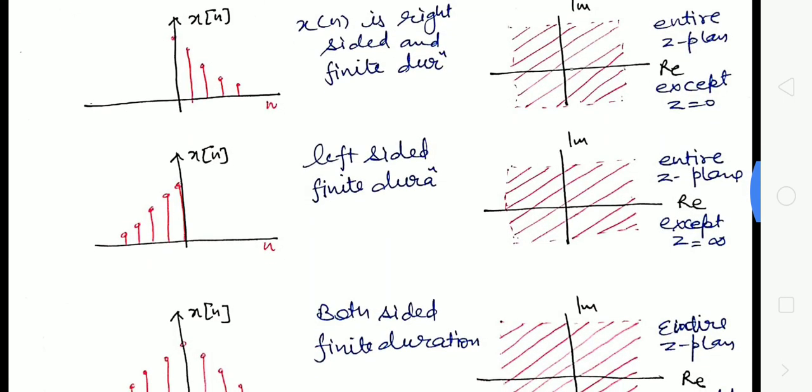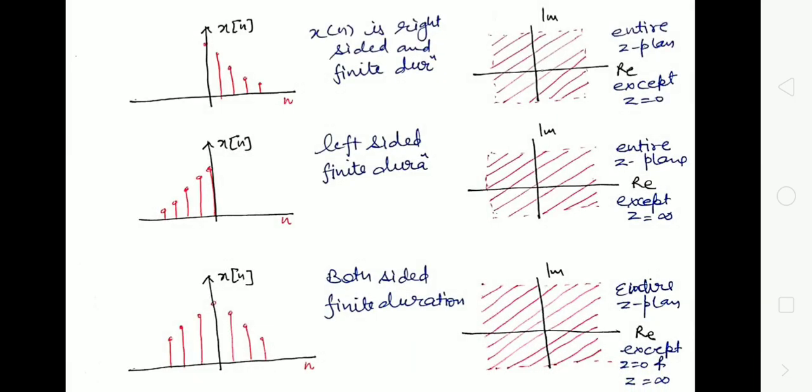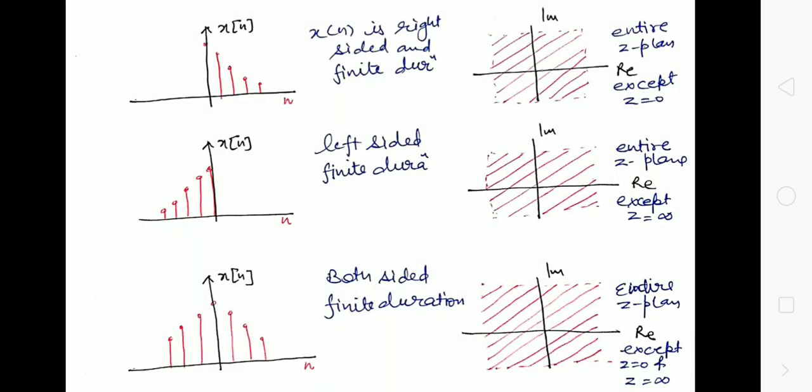Again we will see it in pictorial form. When the sequence is right sided and finite duration, the ROC is the entire Z plane except Z is equal to 0. When the sequence is left sided, then ROC is the entire Z plane except Z is equal to infinity. And when it is both sided and finite duration, then ROC is the entire Z plane except Z is equal to 0 and infinity.